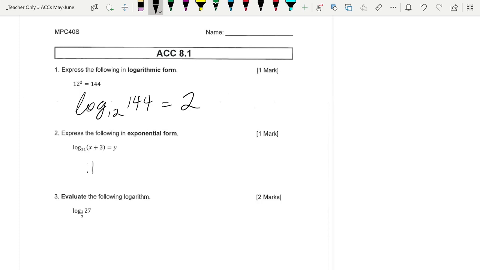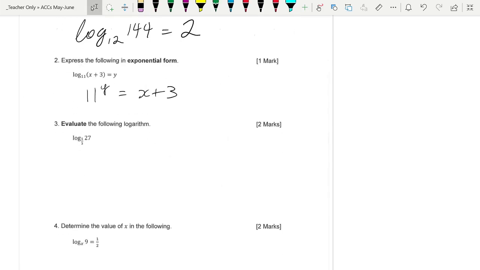This is 11 to the power of y is equal to x plus 3. For number 3, evaluate. So I'm going to let that equal to x, and then 1/3 to the power of x is equal to 27. So, okay, what does that look like?